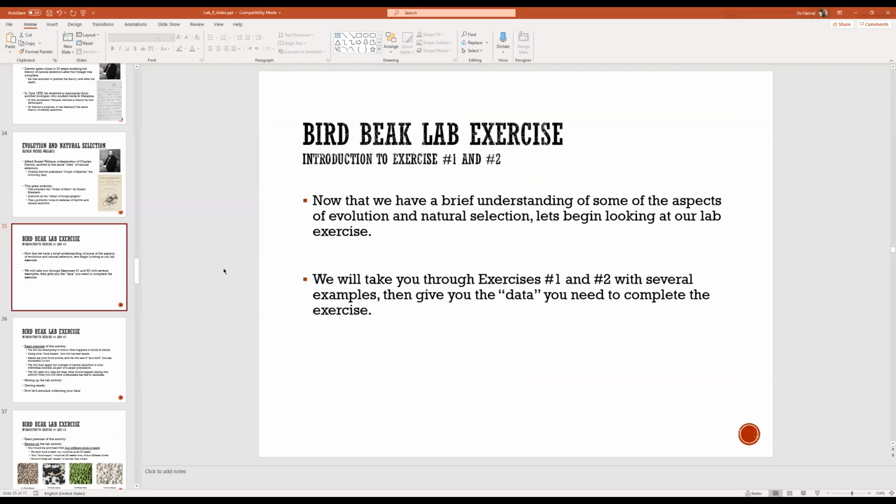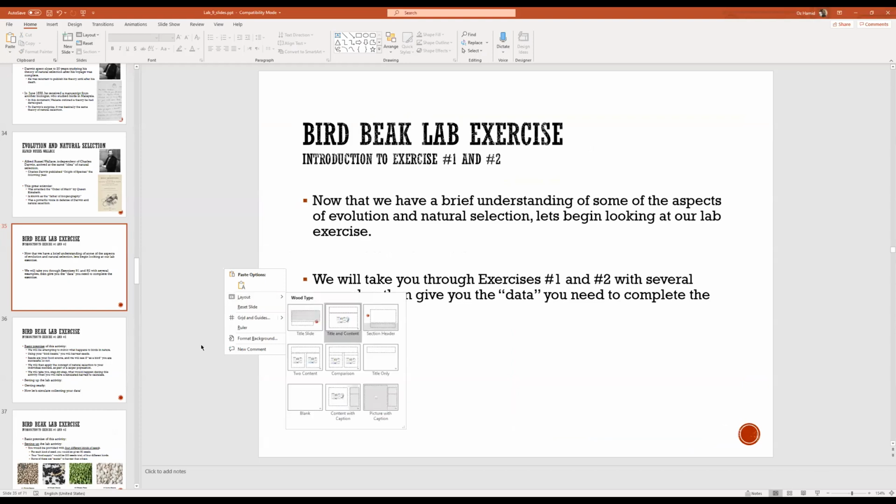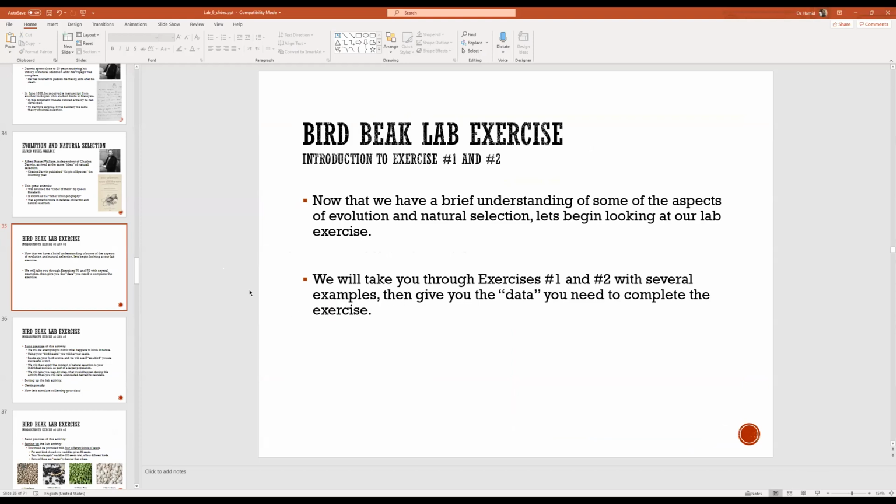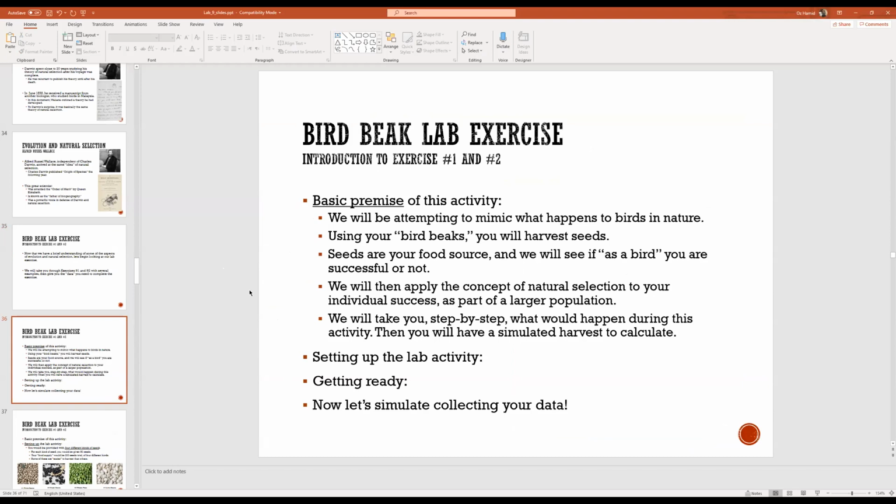So I'm just going to do it this way because the other one's so large. Okay, so really exercise 1 and 2, or activity 1 and 2, are going to build off of each other, but you're going to basically attempt to mimic what happens to birds in nature. So you're going to use bird beaks, and I'll go over what these bird beaks will be, to harvest seeds. And your seeds are your food source for these birds. And you will see if you are successful or not. And we're going to essentially apply this concept to natural selection and also to a larger population.